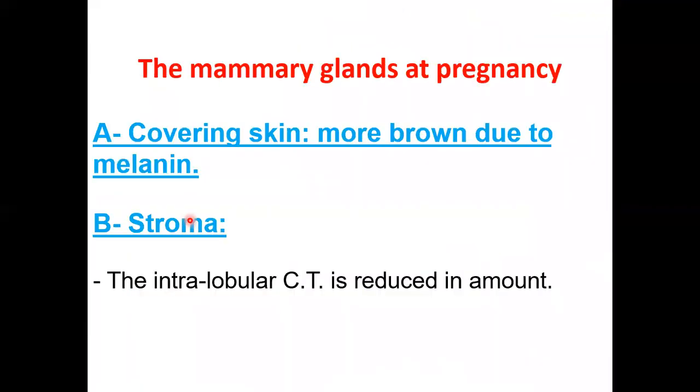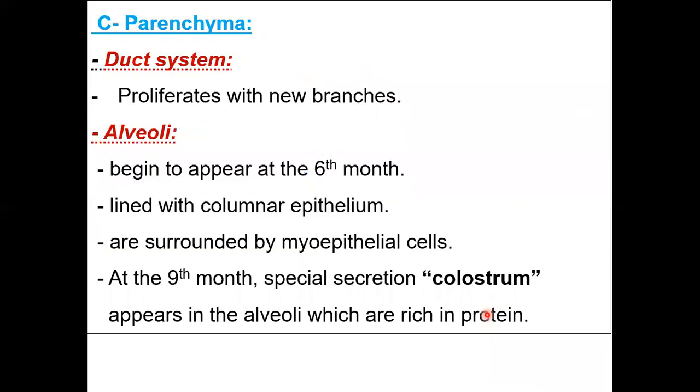Mammary gland during pregnancy, also the covering skin, but the covering skin contains more brown due to melanin. Stroma formed of intralobular connective tissue, reduced in amount, while the parenchyma proliferates, the duct system proliferates. Alveoli begin to appear at the 6th month, lined by columnar epithelium, surrounded again by myoepithelial cells.